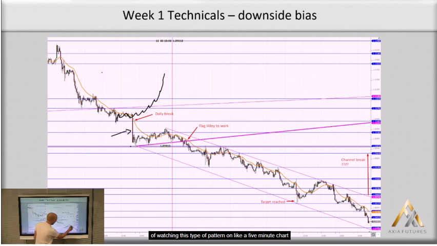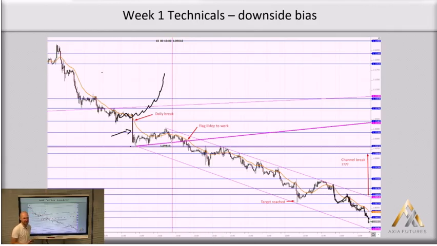Yes, it's an hourly, so it's slightly different, but I know from a fair few times, personal experience, of watching this type of pattern on like a 5-minute chart and thinking, go on, sell it, do it. And then you go, no, that's not a good place to sell. And it keeps going. And you're like, yeah, you should sell it. And it keeps going. And the further it goes, you get to a point where you're like, fine, sell it. And it's almost always the low.